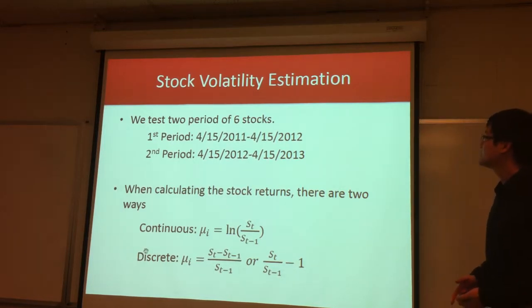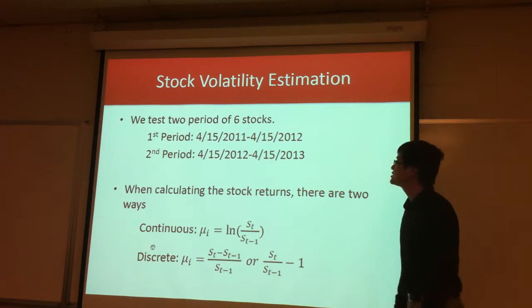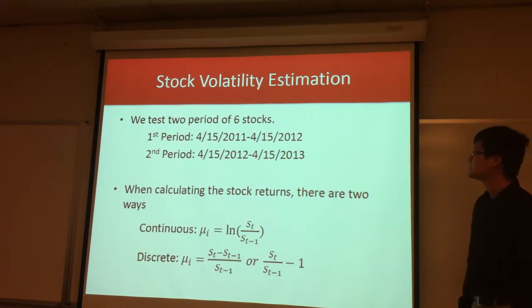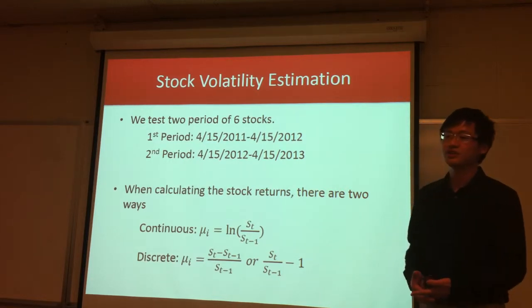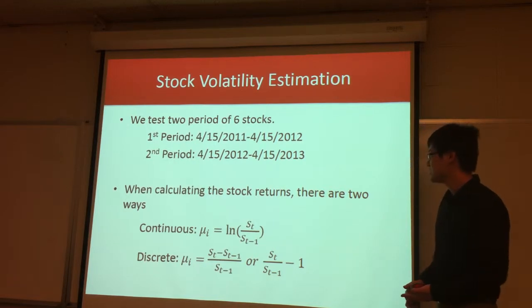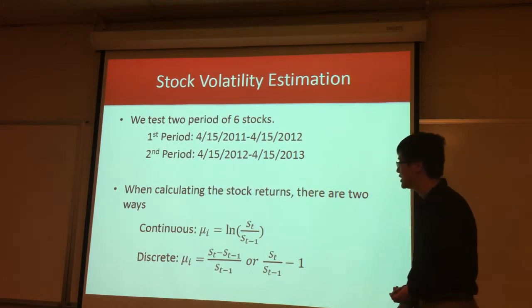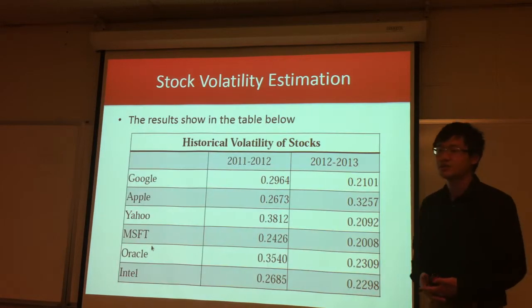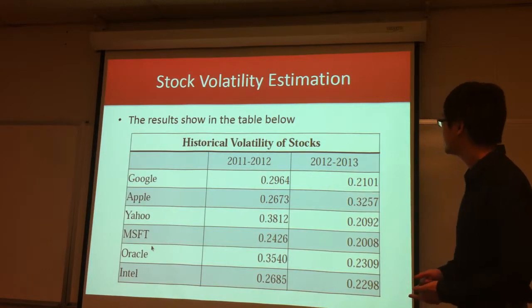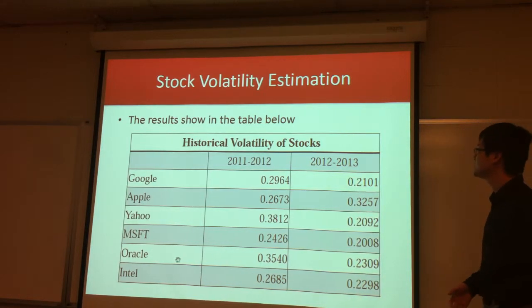In our project, we test two periods of six stocks. The first period is April 15th, 2011 to 2012, and the second period is 2012 to 2013. There are two ways to calculate the returns. One is the continuous way, the log of S_t divided by S_t minus 1. And the second one is the discrete way. You can see the equation here. In our project, we use the second way, the discrete equation. And the table shows the historical volatility of the stocks.